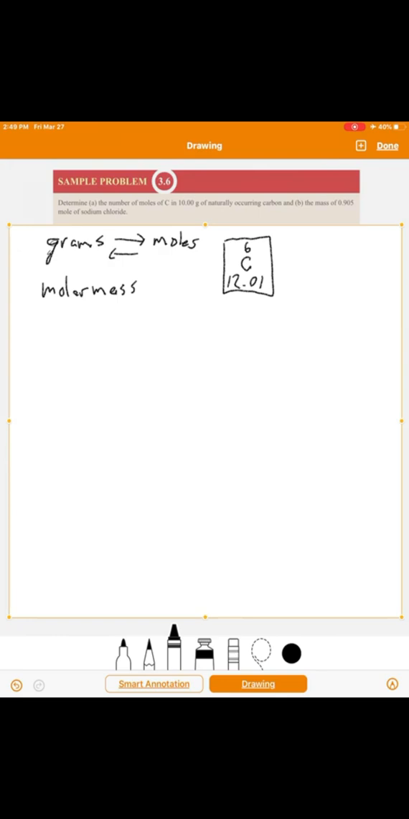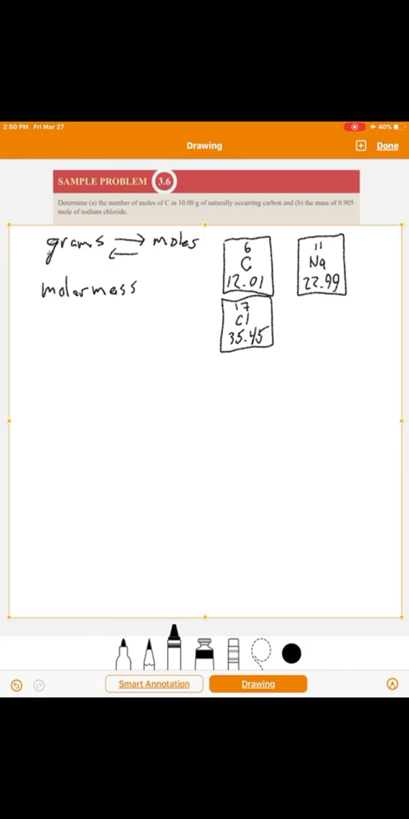For part B, we're going to need sodium and chlorine. So sodium is element number 11, and its molar mass is 22.99 grams per mole. And then there's chlorine. Chlorine is element number 17, and it has a molar mass of 35.45. Okay, so those are the three elements we're going to work with.